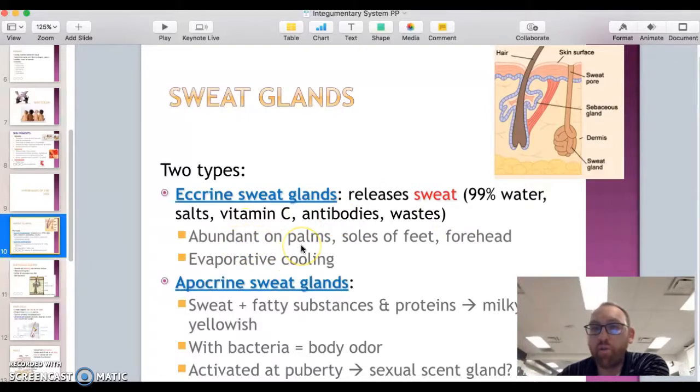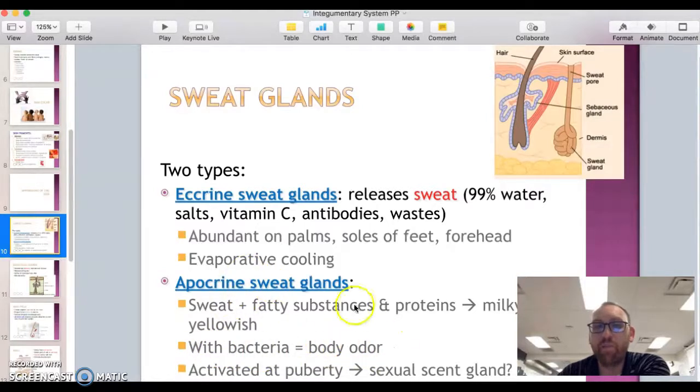You have these all over your palms, the soles of your feet, your forehead. These are really used for cooling. This is to help cool you down as part of that feedback mechanism that comes up when your body temperature gets too high. You have these apocrine sweat glands, which are also there, and they produce sweat, but they also produce other fatty substances, which release more of the milky white type sweat. These are the ones that are activated at puberty, which really have some sort of bacteria associated with them.